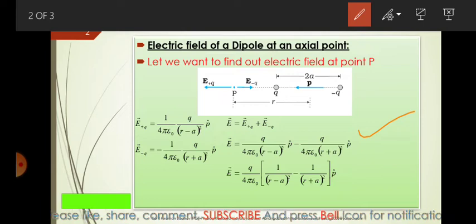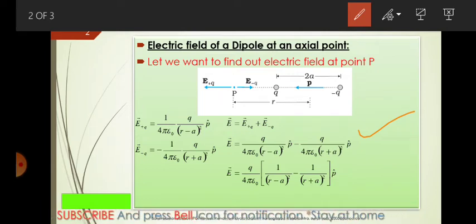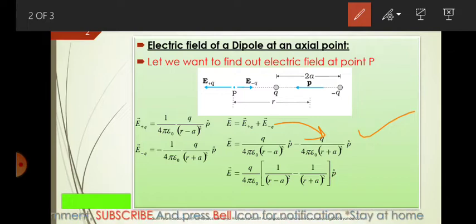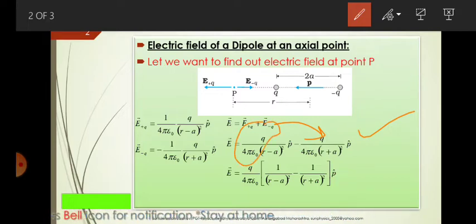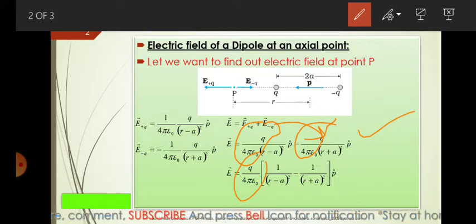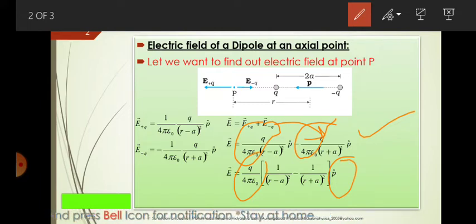Now if I put the value of E plus q and E minus q, we can write here E is equal to q upon 4 pi epsilon 0 (r minus a) whole square into p, that is the p unit vector, minus, now the value of E minus q is minus q upon 4 pi epsilon 0 (r plus a) whole square into unit vector p. Now here we can take some common quantities like q upon 4 pi epsilon 0, which is in both the quantities. So we can write here q upon 4 pi epsilon 0 in bracket 1 upon (r minus a) whole square minus 1 upon (r plus a) whole square into p, which is also taken common.